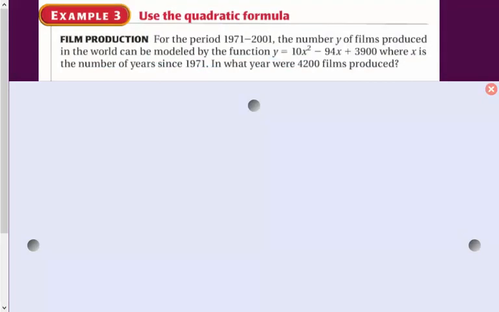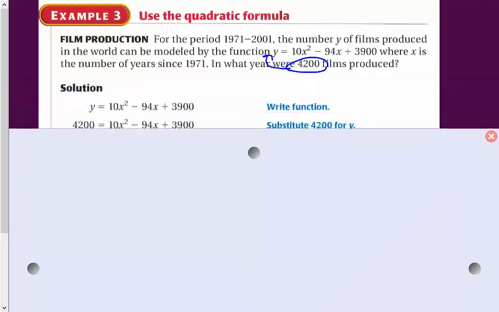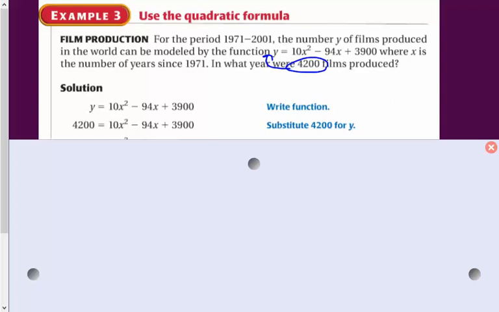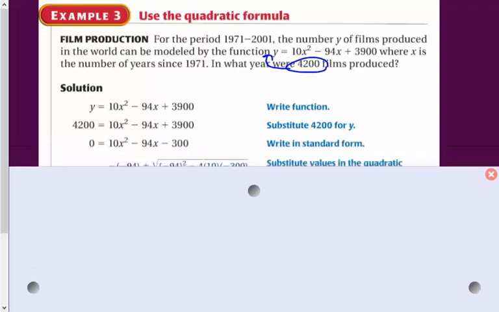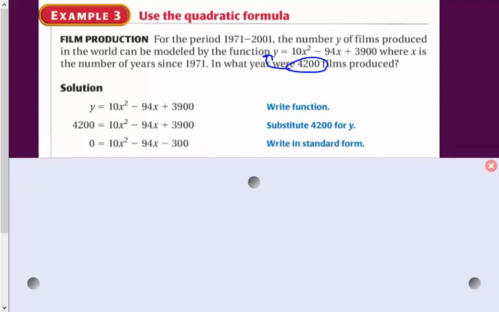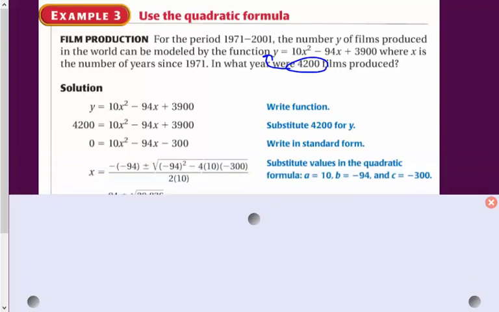This formula is good for word problems because basically it allows you to solve these problems without using a calculator, a graphing calculator, when the numbers are really tricky. So here they're talking about films produced from 71 to 2002, and they give us this equation where X is the number of years since 1971, and what year were 4,200 films produced. So here you just take the 4,200, plug that in for Y, and then you would subtract the 4,200 from both sides, so we have it equal 0, and then you can plug in A, B, and C into the formula, and then solve that formula there.